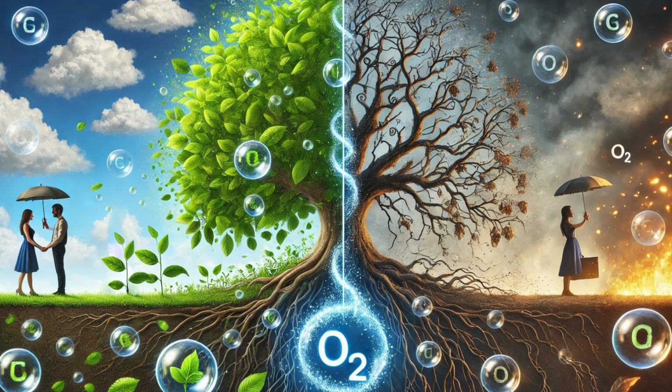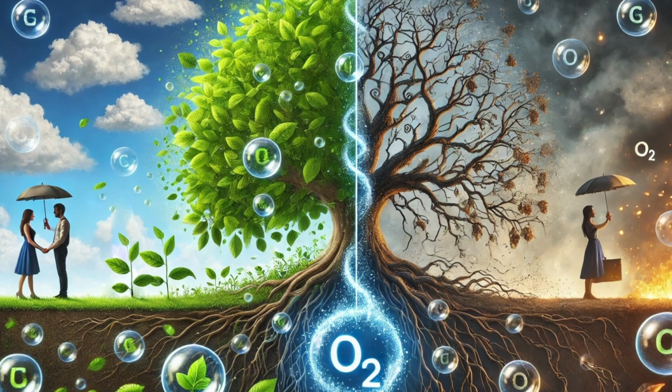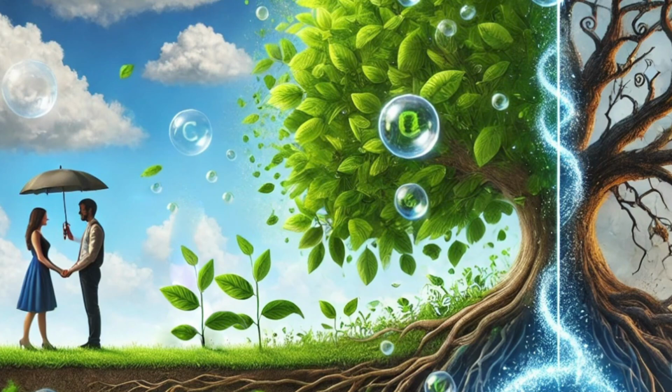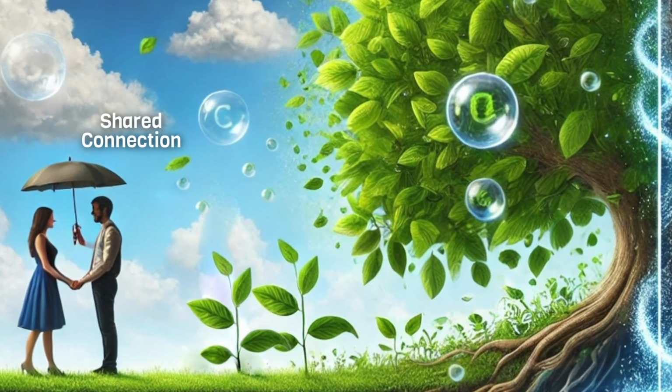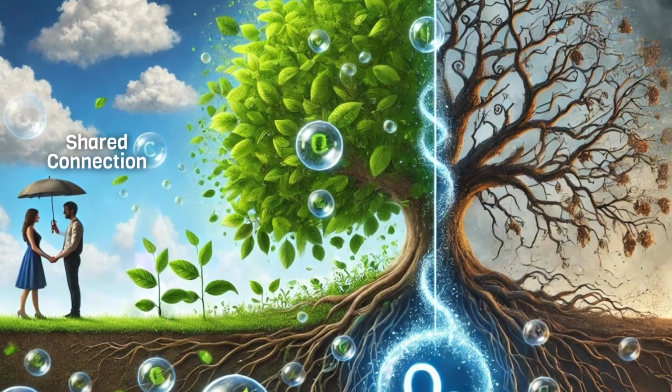Now, look at the people near each tree. On the left, you see two figures standing close, holding hands under a shared umbrella, a symbol of their connection and understanding. They are facing each other, engaged in conversation, their relationship nourished by the words they share.